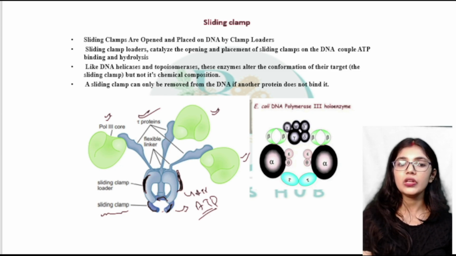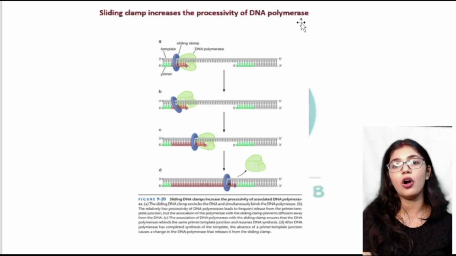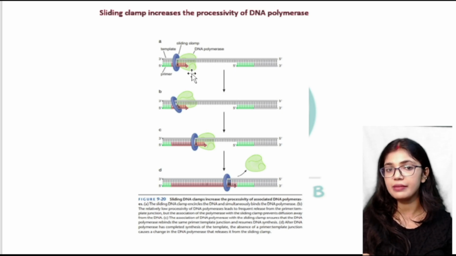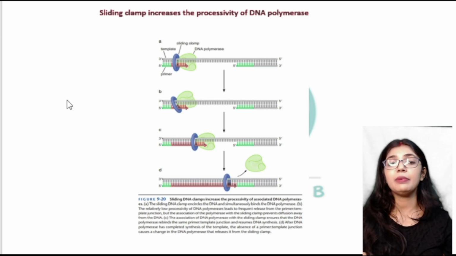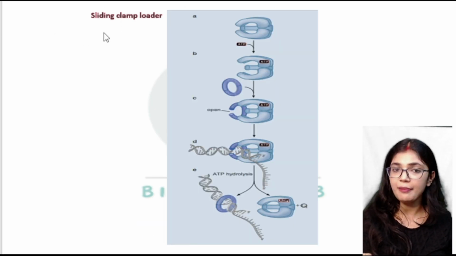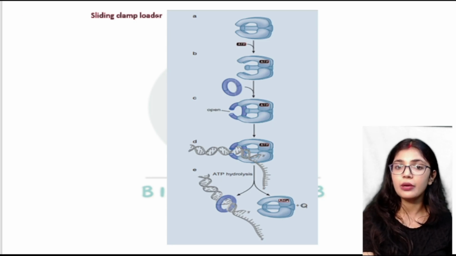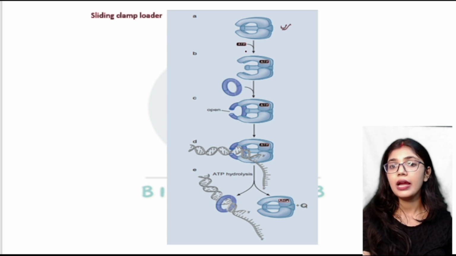Okay, so let us see, the sliding clamp increases the processivity of DNA polymerase. We have already discussed this. What was the work of the sliding clamp? It helps in the processivity of DNA polymerase. Here we can see the sliding clamp loader, which requires ATP. By utilizing this ATP, it opens the sliding clamp.